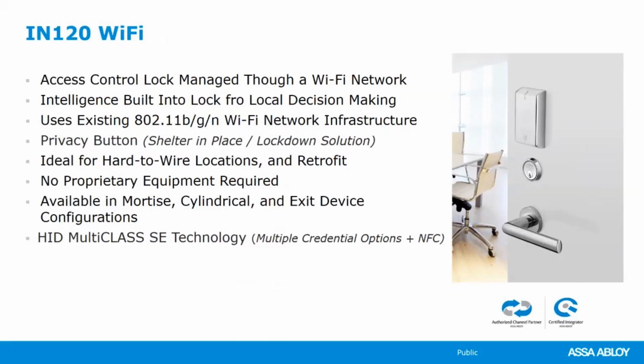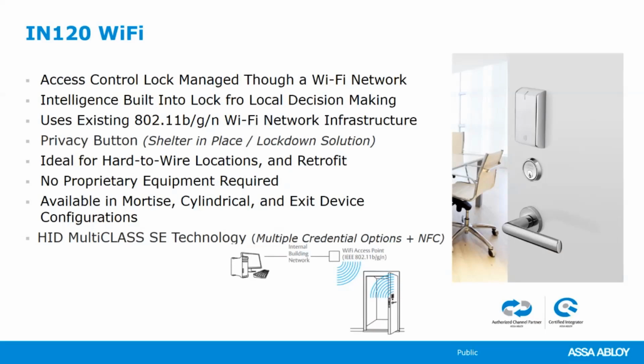The intelligence is built into this lock, just like our Access 800 Wi-Fi lock. It wakes up and speaks with the access control system for a split second, comes back offline. The decisions are made locally, so if your power goes out, your access control system dies, your locks are still going to function because they're a battery-powered lock. Available in mortise, cylindrical and exit device. Again, with that smart card technology, great for retrofit, great for hard-to-wire locations.